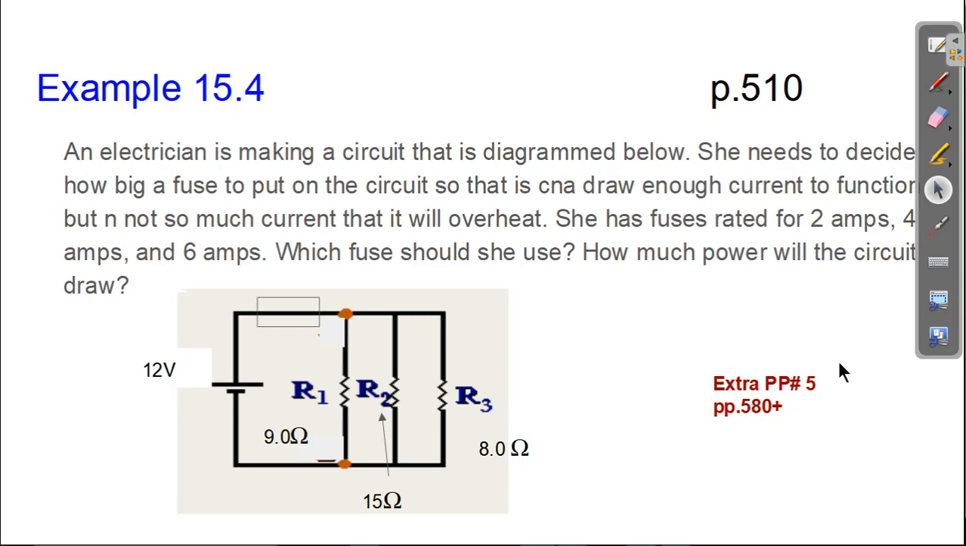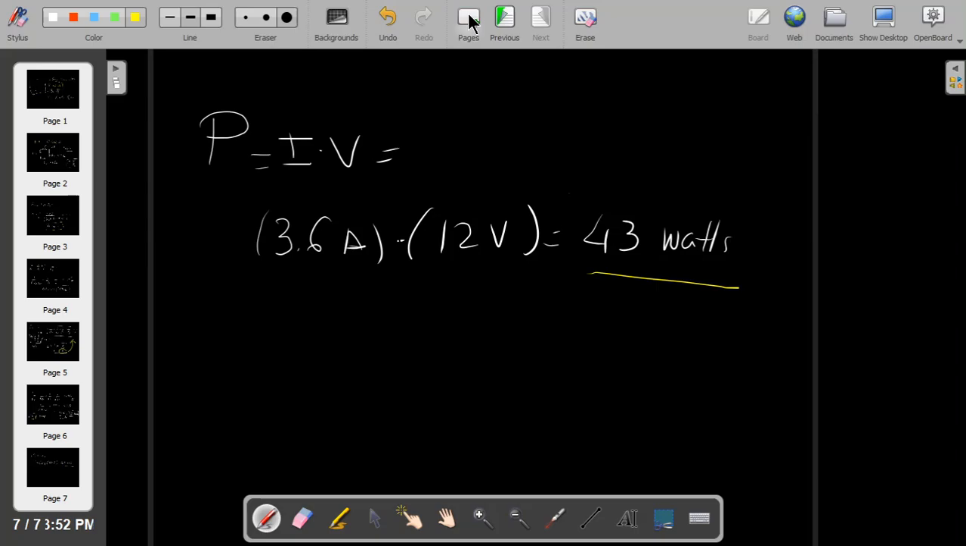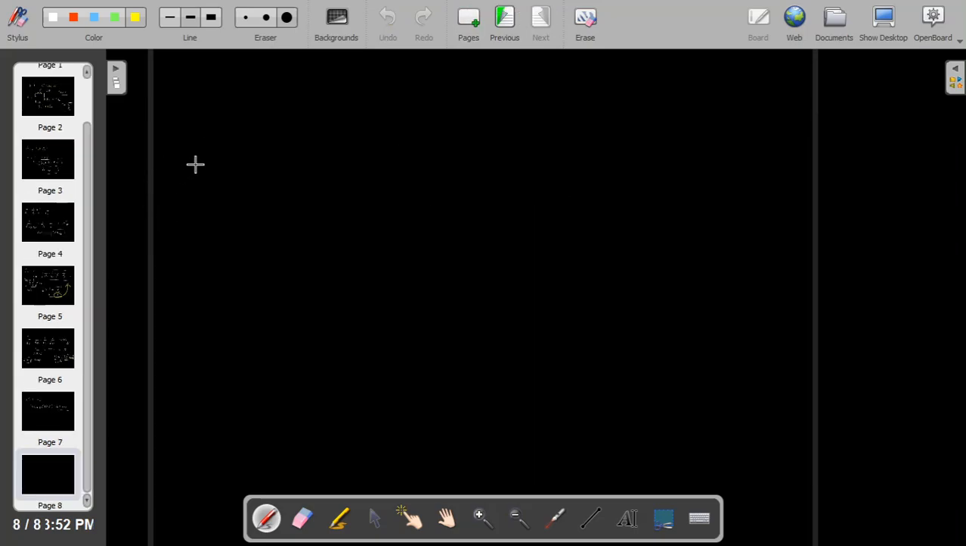Extra practice problem number 5, page 580. I'm going to give you the answer. If you get the answer, move on. If not, check to see how it's done. So let me get my extra practice problems, and let me copy the answer so you know what this should look like.